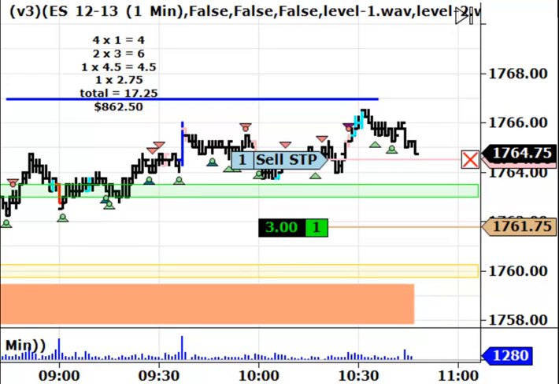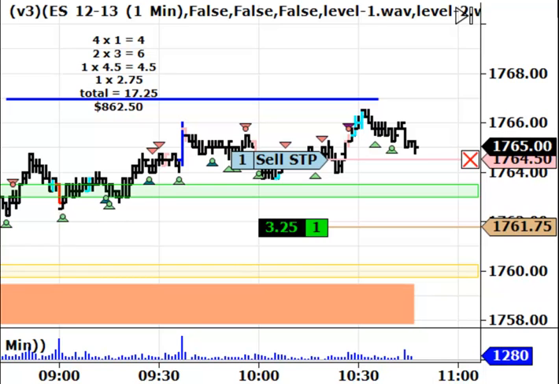Okay, I have started the video again, and as you can see, after we got filled, it's come right back down to within just a tick of our stop. So what I did is I made an adjustment, as you can see in the summary up at the top left corner, so that you can see how this particular trade has panned out.